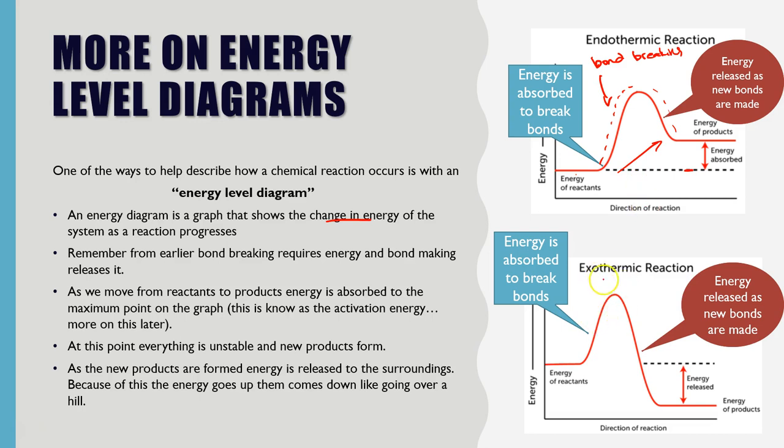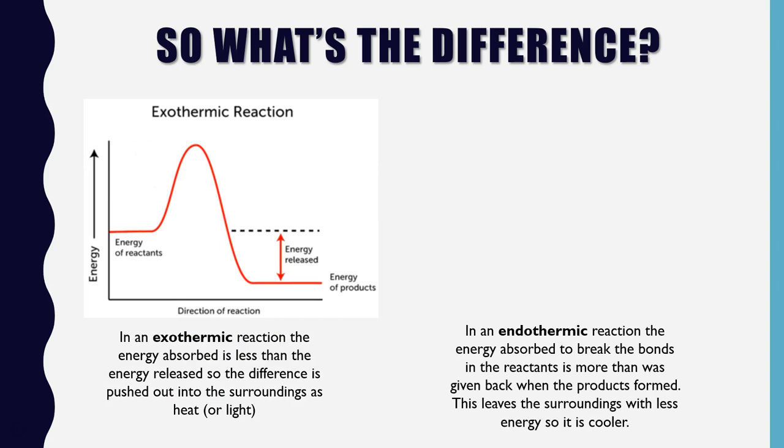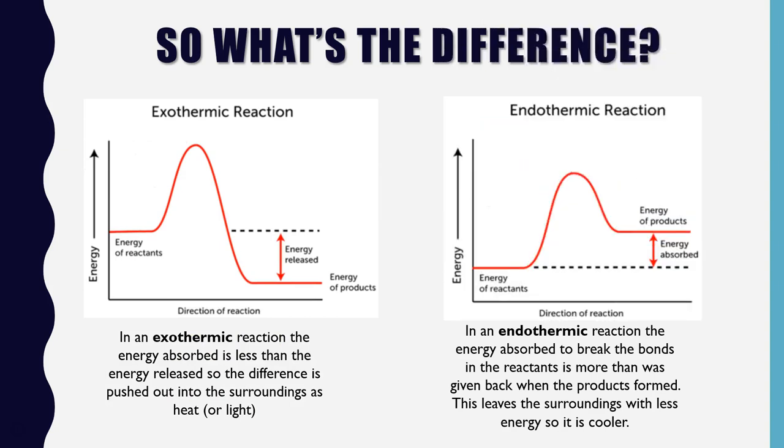Same goes for an exothermic reaction. We've got bond breaking going up the hill, bond making going down the hill. This down section is bigger than the up section. So the difference between the line where my reactants are and the line where my products are is the energy that will be released into my surroundings, making the temperature increase. So in an exothermic reaction, the energy is absorbed, and then we have a greater amount being released. In an endothermic reaction, energy is absorbed to break the bonds, but then we release less, so it is cooler.